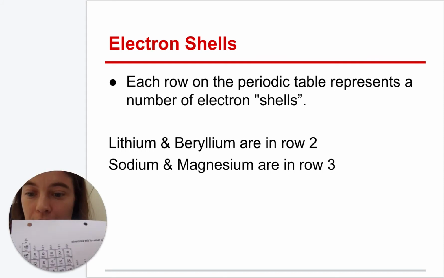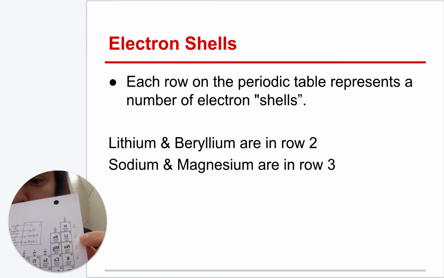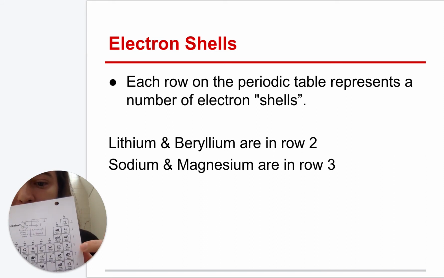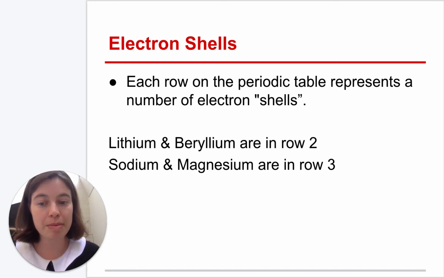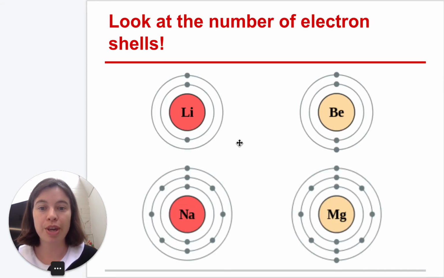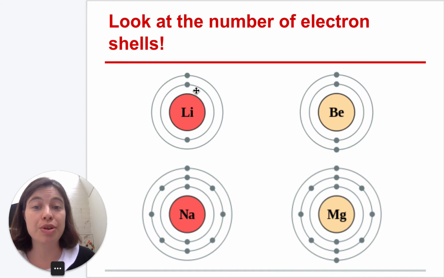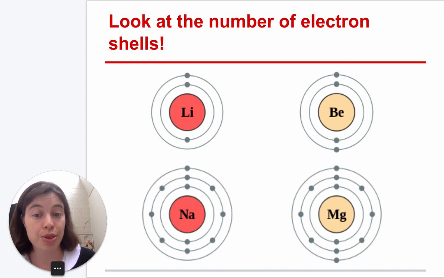So looking at my periodic table, lithium and beryllium are in row 2. Sodium and magnesium, however, are in row 3. That means lithium and beryllium have 2 electron shells. Sodium and magnesium have 3 electron shells. So here we can see those atoms drawn out. And again, you can see lithium and beryllium in row 2 of the periodic table have 1, 2 shells, while sodium and magnesium in row 3 of the periodic table have 1, 2, 3 shells of electrons.